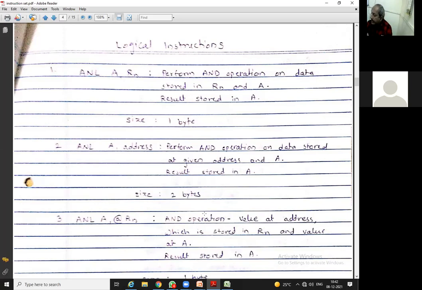Next one similar to that, that is ANL A, address. मग त्या एखादा ऍड्रेस दिलेला आहे तर त्या ऍड्रेसवर जो डेटा आहे त्या डेटाचं आणि अक्युमुलेटर मधल्या डेटाचं ANDing करायचं and the result will be stored in A.